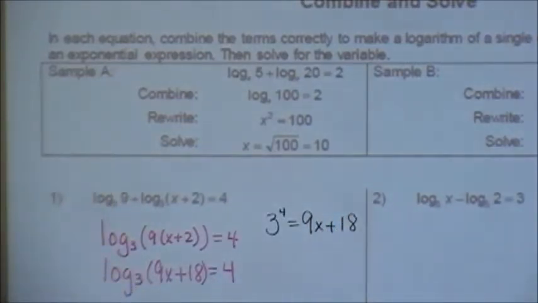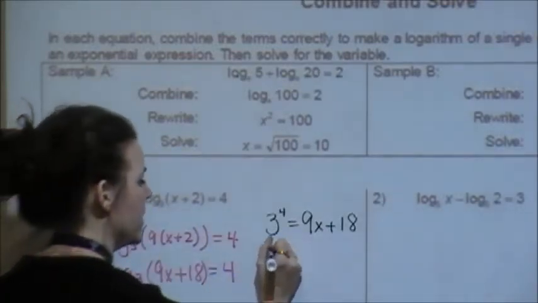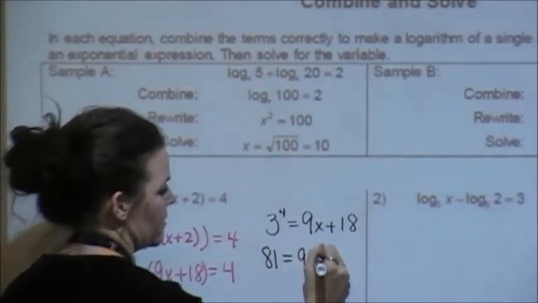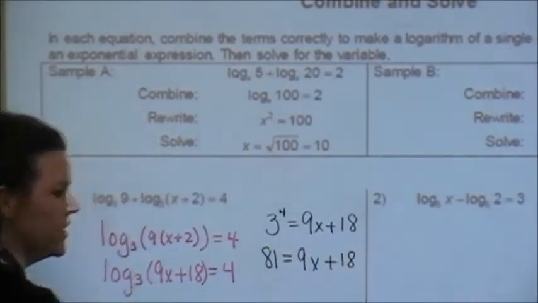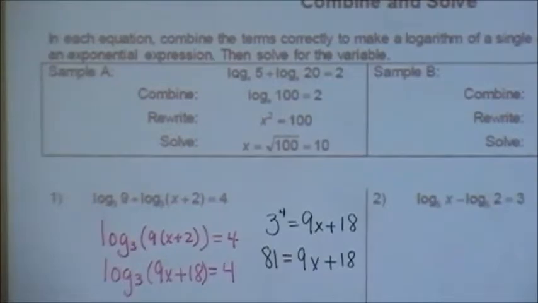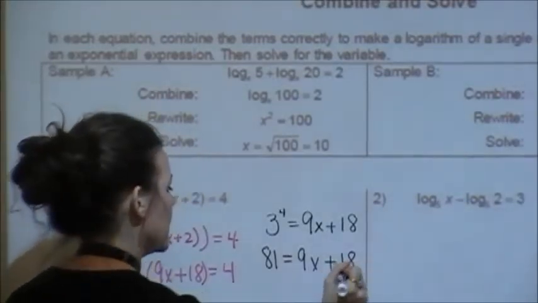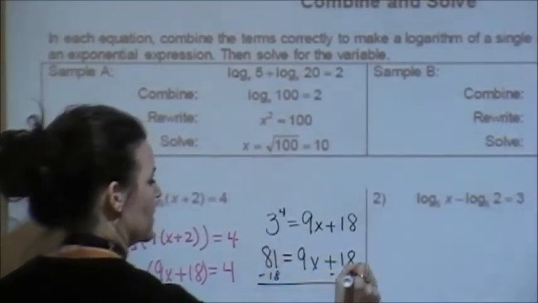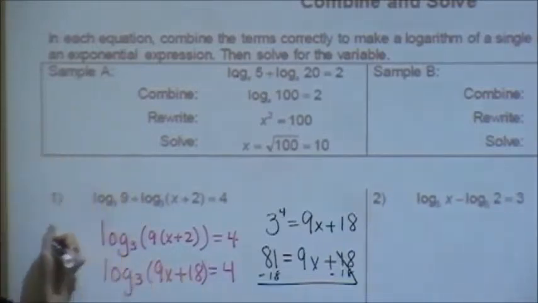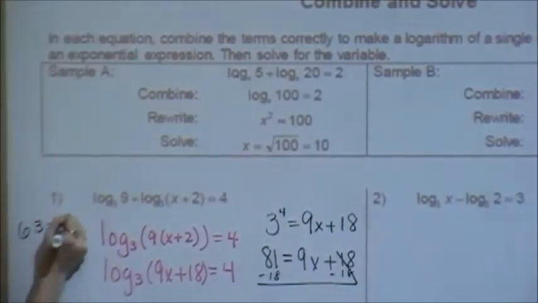Is everybody okay? Okay, so your other log 3 just combined with it. So now this is just an equation I can solve. 3 to the 4th power is 81. So I have 81 equals 9x plus 18. And you're just going to solve this for x. So I'm going to subtract 18 from both sides, and I get 63 equals 9x. So x equals 7.